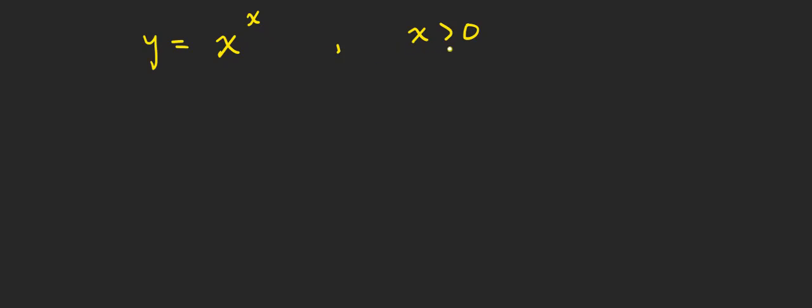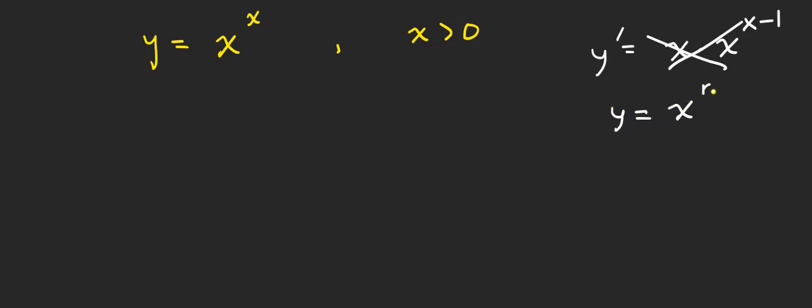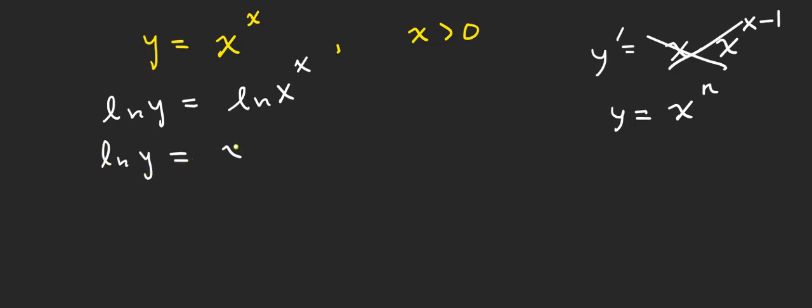If you have y equals x to the x, where x is greater than 0, how are you going to find y prime? First of all, don't do this. Don't say it's x times x to the x minus 1. This is wrong. You could only apply the power rule when you have y equals x to the n, where n is a real number. Here we have a variable to a variable. So what you need to do is first take the natural log of both sides. And when you have a natural log, the exponent goes in front of the natural log. So you get natural log of y is x times natural log of x.